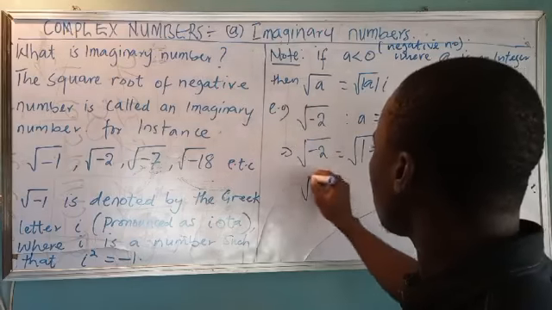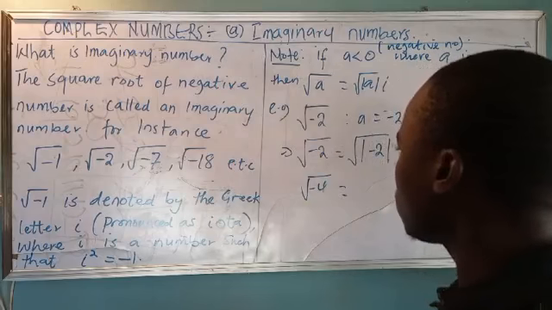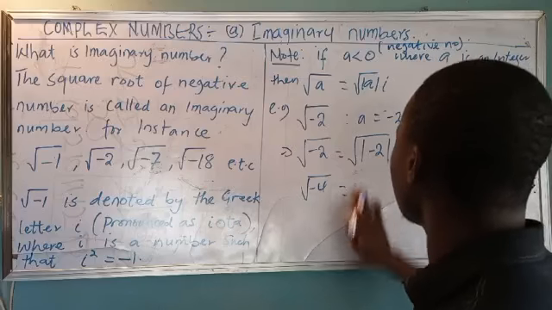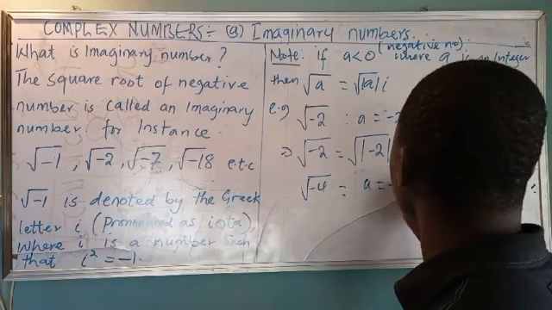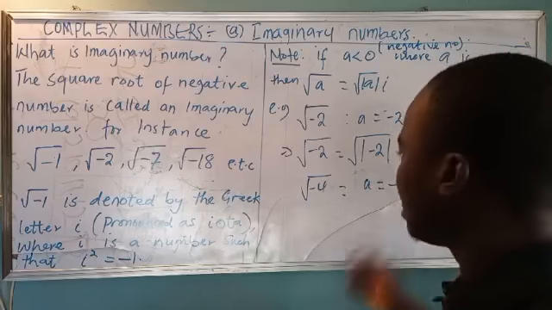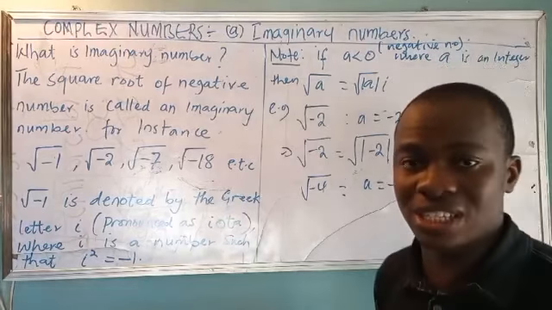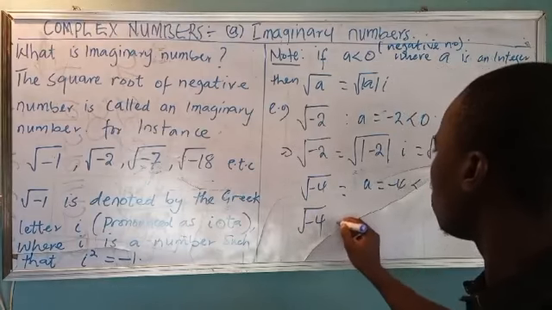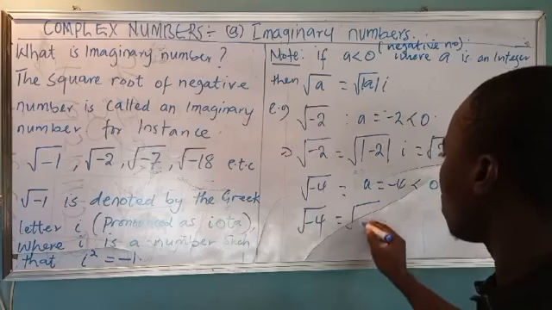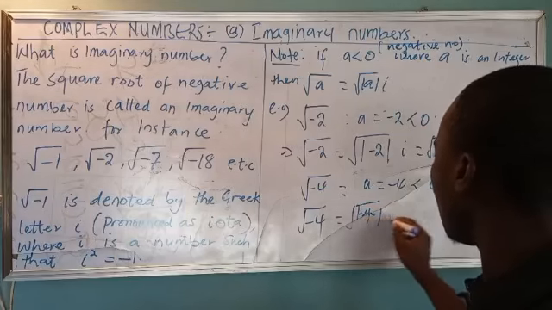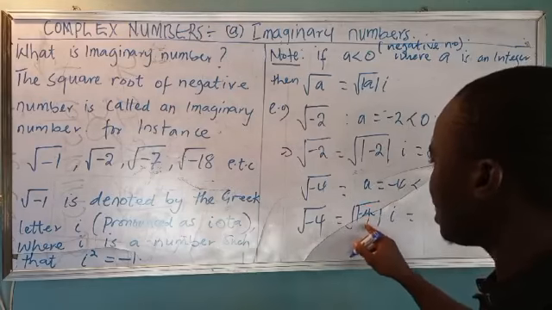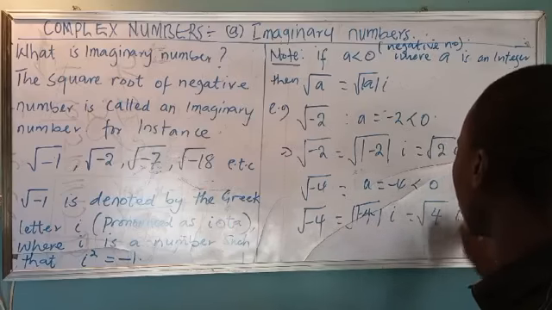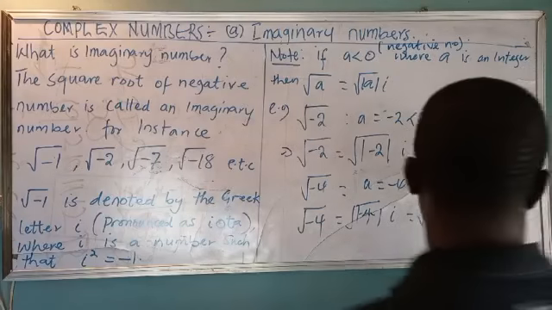At the same time, if you have root of -4, you can see that a here is negative. A equals -4, which is less than 0, that is a negative number. Definitely, root of -4 will be equal to root of the absolute value of -4, times i. The absolute value of -4 turns to be 4. What is now the square root of 4?